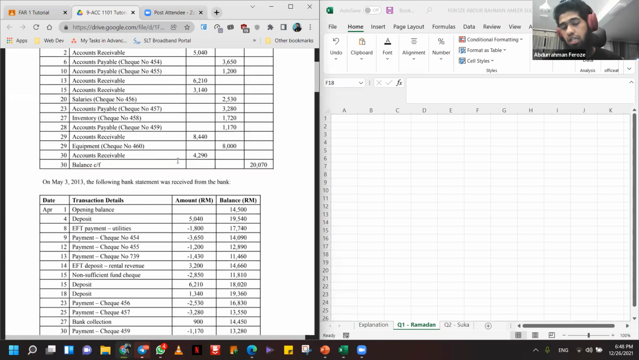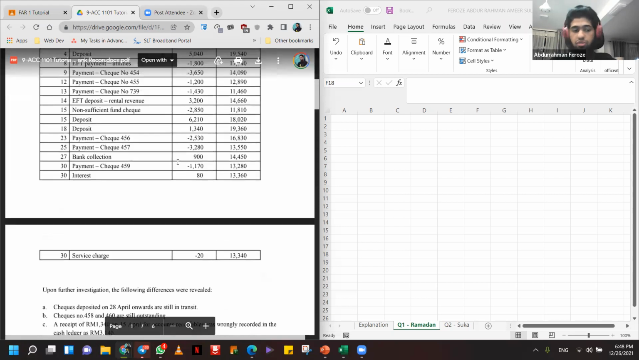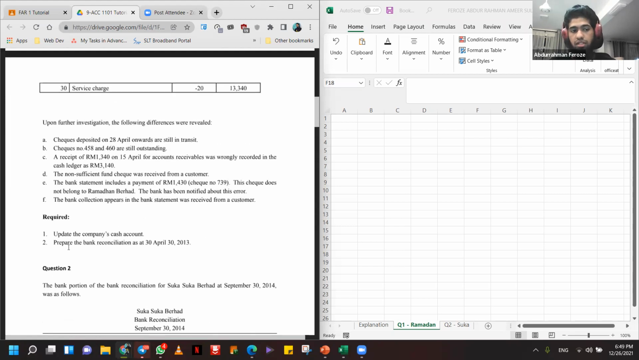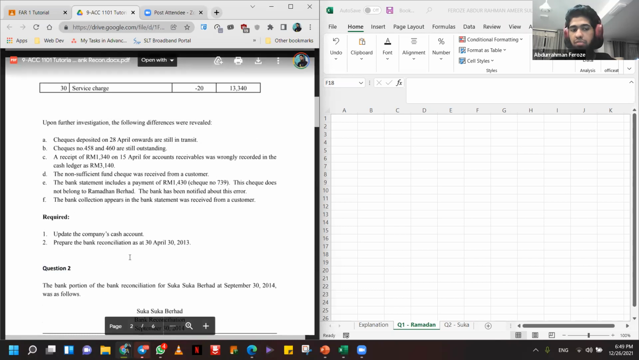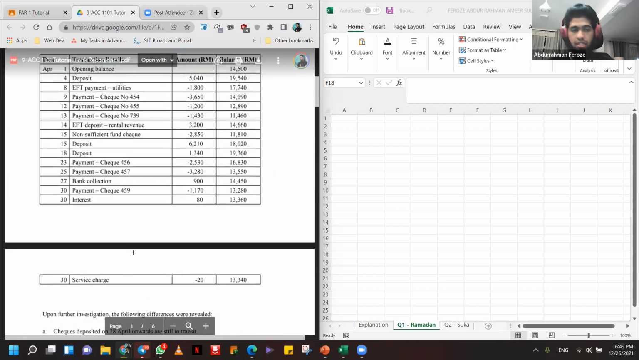So now we need to solve the question. What the two things required in the question are: update the company's cash account. This is the adjusted cash balance, like I was saying. The first thing is this is required, and secondly, prepare the bank reconciliation as at 30th April 2013.